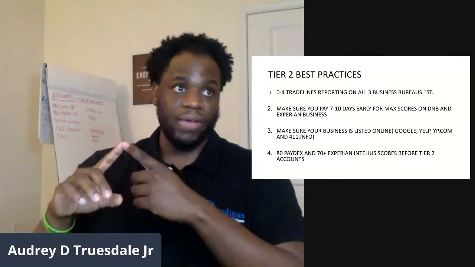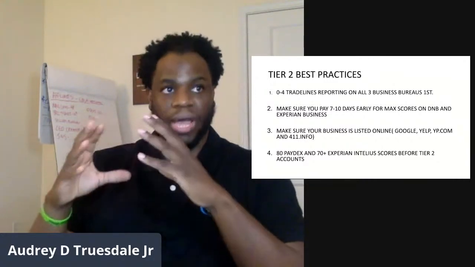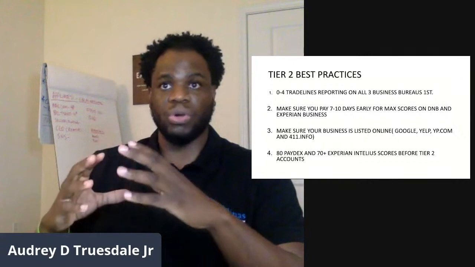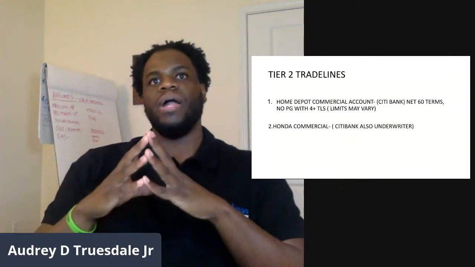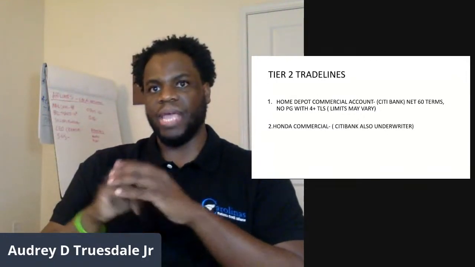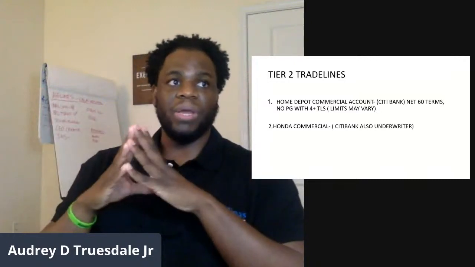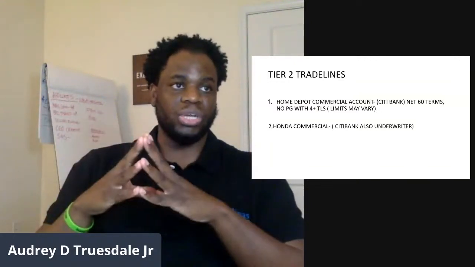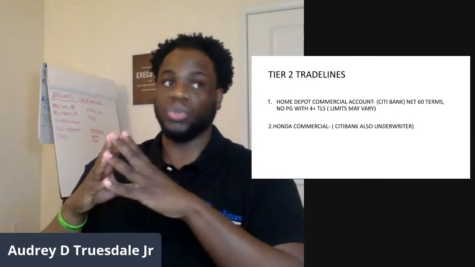Now with the tier 2 trade lines, you also want to make sure you have some scores generated. You want to have an 80 Paydex or some type of Paydex score generated, and a 70 plus Experian Intelliscore. You want to have scores on all 3 business bureaus before you move to tier 2. And now we're going to get into the tier 2 vendors. Here's a quick list of tier 2 vendors that I like. Now, again, my business primarily is real estate. I also have an e-commerce store, a Shopify store, with a Walmart store coming soon.